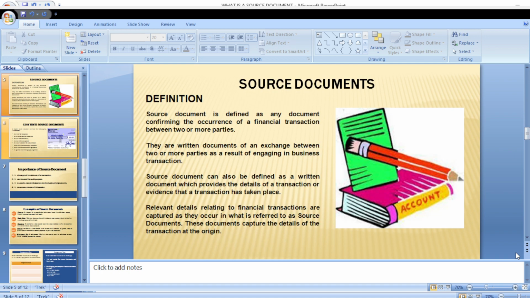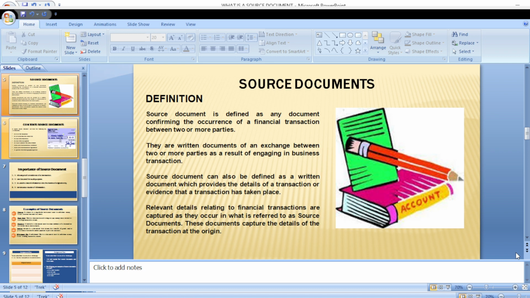Now, source document definition. A source document is defined as any document confirming the occurrence of a financial transaction between two or more parties. Any document that confirms the occurrence of a transaction, that shows evidence of an exchange between two or more parties as a result of engaging in a business transaction, is what we refer to as what?